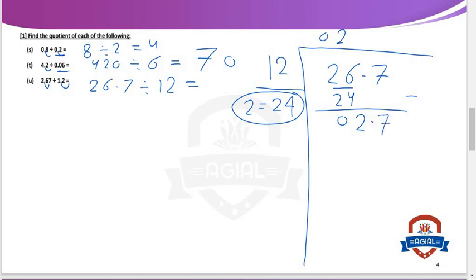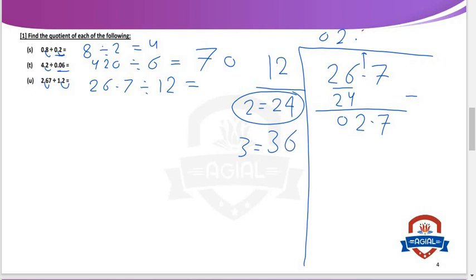Okay, write point 7. And when we put down a number after the decimal point, go up quickly. We write the decimal point in here, because we use a number after the decimal point. Okay, 27 divided by 12 equals what? Super, 2 again. Because if we try 3 multiplied by 12 equals 36, and 36 is greater than 27.